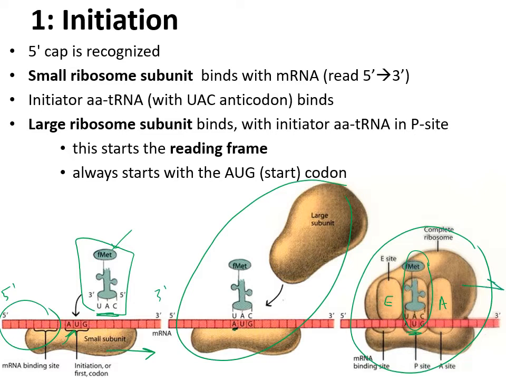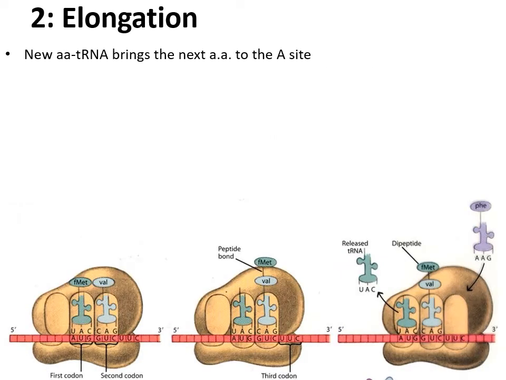is going to move 1 codon to the right, which will cause this tRNA to now be in the E site, which is where it will exit. So this is the elongation part.